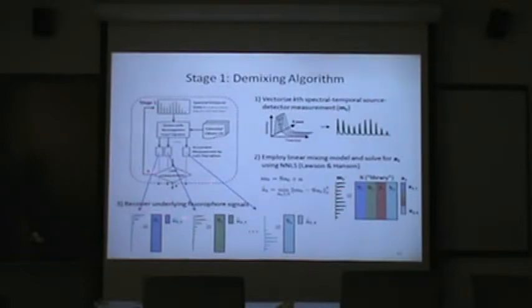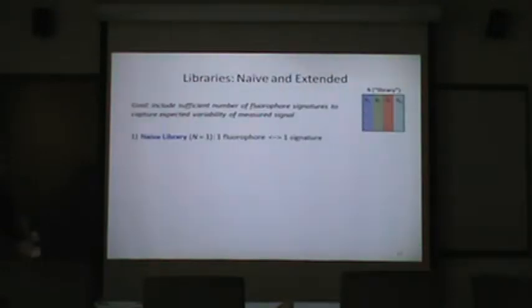And that's basically it. And then we just loop through until we've demixed all of our measurements, and then we can use that as the input to stage 2. Okay, so let me say a little bit more about the library.